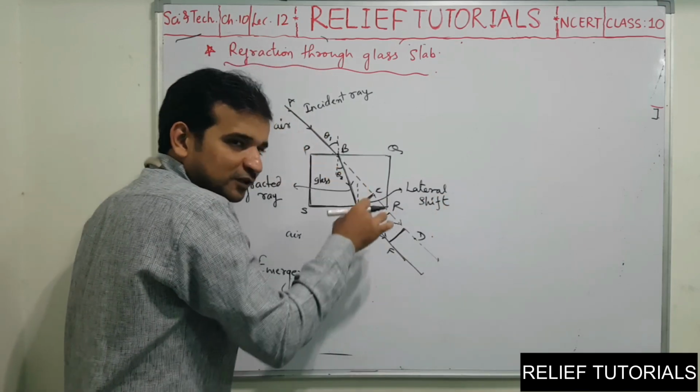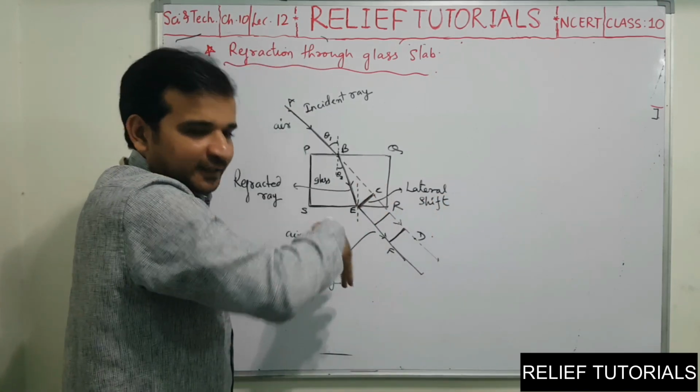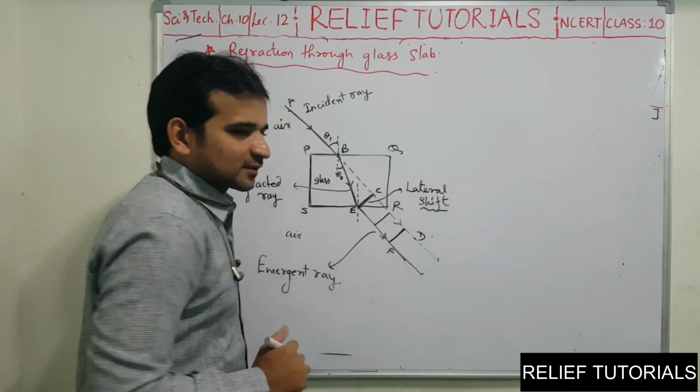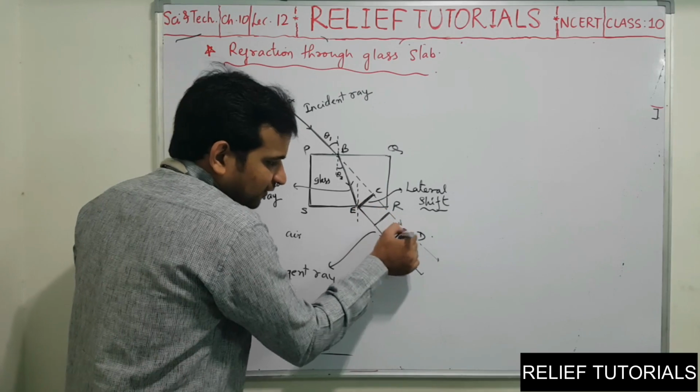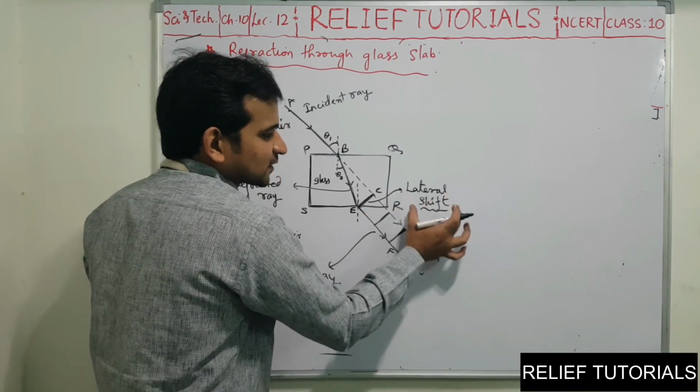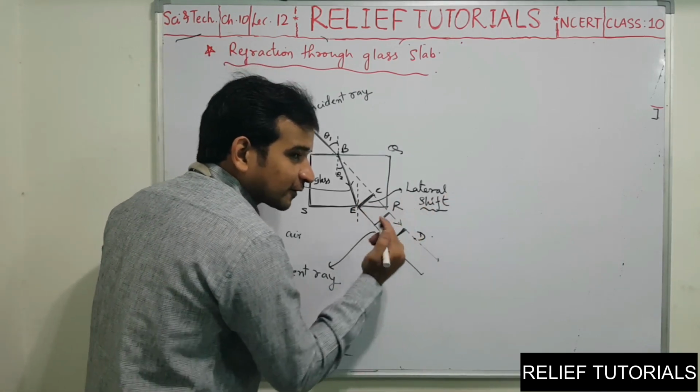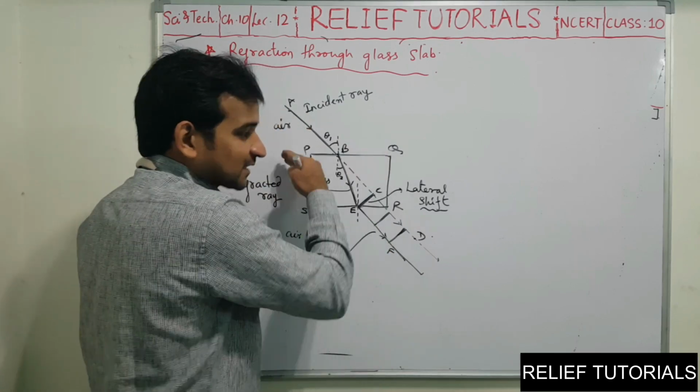This is the distance by which the incident ray is shifted. That is why it is called lateral shift, horizontal shift. So CE, or this distance, is called lateral shift, and this is the shift of the incident ray, and that is because of the glass slab.